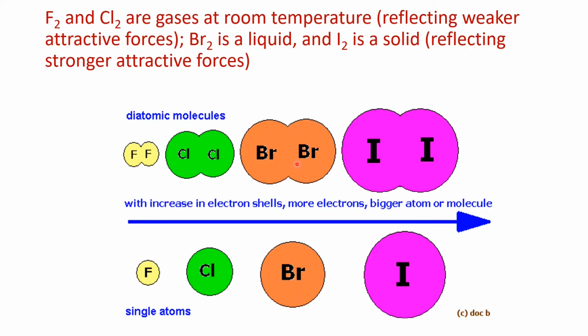Now let's see how the London dispersion forces strength affects the state of the molecules. Iodine is a solid, which means that it has stronger attractive forces. Bromine is a liquid, it means that it has intermediate forces, and fluorine and chlorine are gases, it means that they have weaker attractive forces. Now why is it so? It is because of the sizes of the atoms. We can see that the iodine has the biggest size.